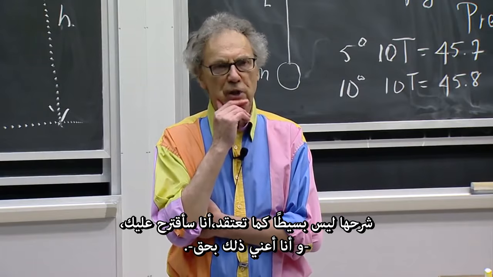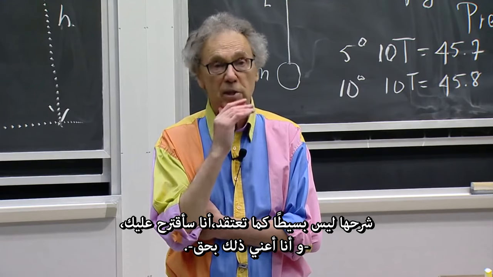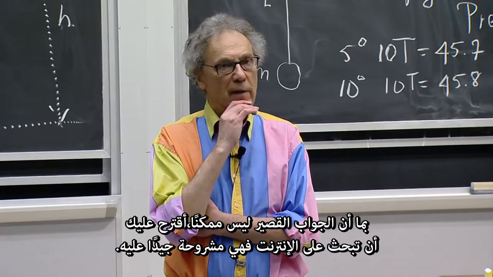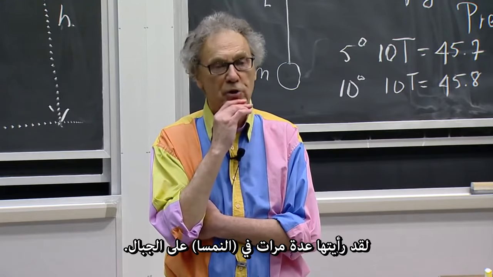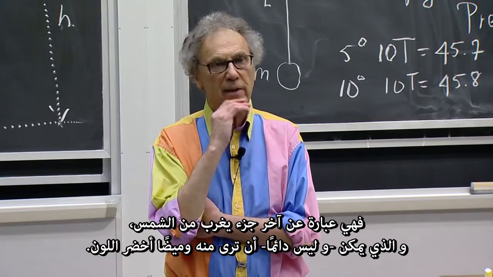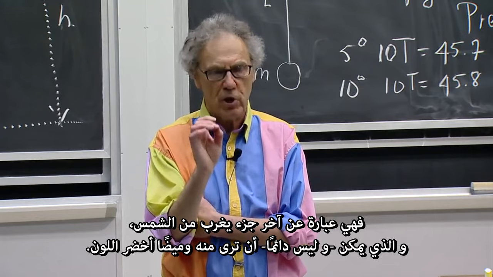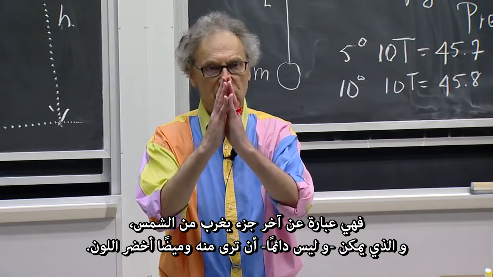The explanation is not as simple as you may think. I would suggest, and I mean that seriously, since a short answer is not possible, that you look it up on the web. It's well described. I have seen it many times in Austria, in the mountains, that indeed in the last fraction of the setting of the sun, you may, but not always, see a green flash.